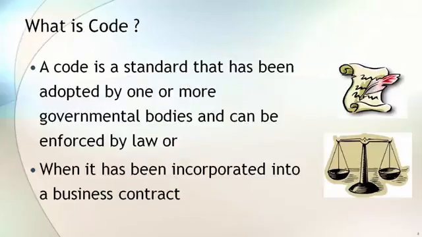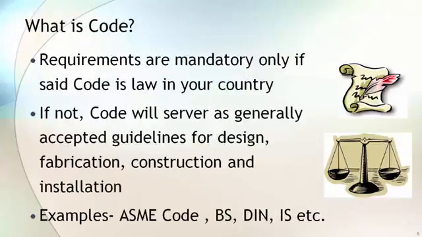When a standard is adopted by a government body and becomes legally enforceable, or when it has been incorporated into a business contract, the standard will become a code. ASME codes are legally enforceable in many US states, whereas in other parts of the world, they have their own similar codes. Please note that the requirements mentioned in the code will only be mandatory if the code is adopted as a law by a regulatory body or if it is part of a business contract. Otherwise, the code will serve as globally accepted guidelines for design, fabrication, construction and installation.